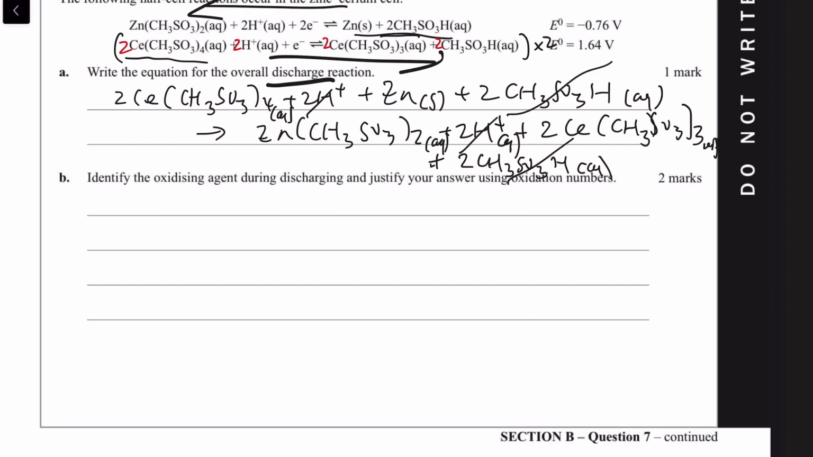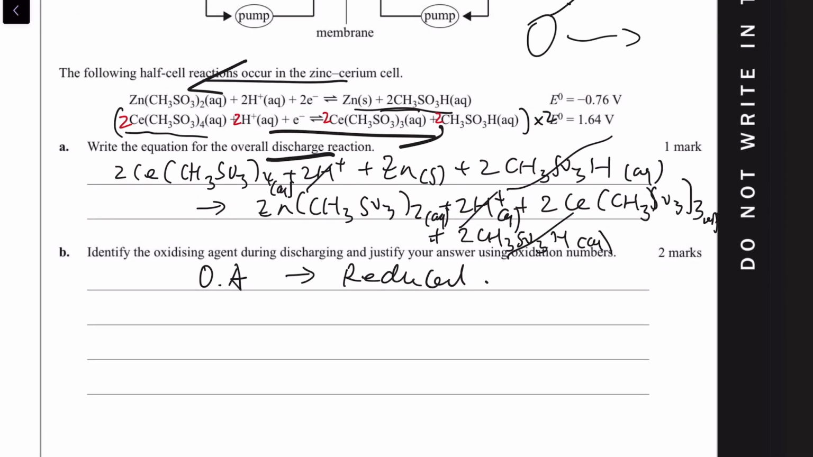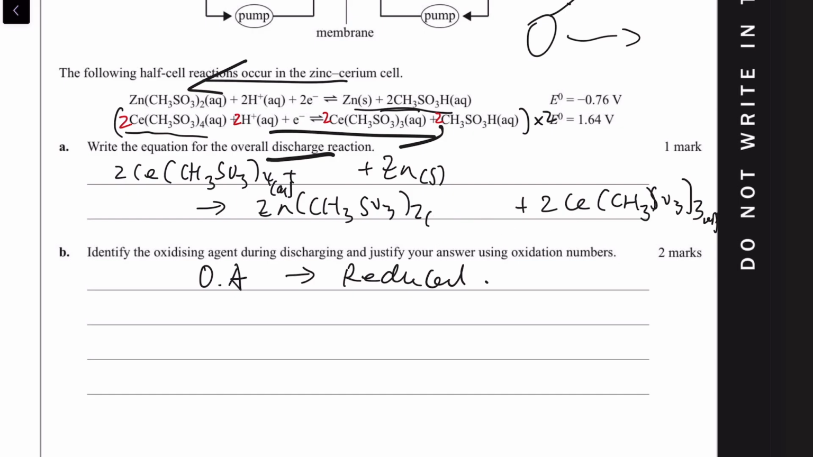So now let's identify the oxidizing agent. The first thing I recommend you write is that an oxidizing agent means it is reduced. So now let's look at what is being reduced. When we look at the overall equation, you can remove everything that has been cancelled out. It looks like this.